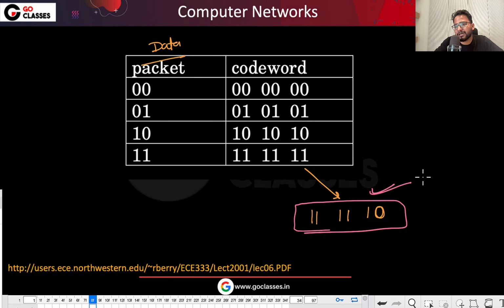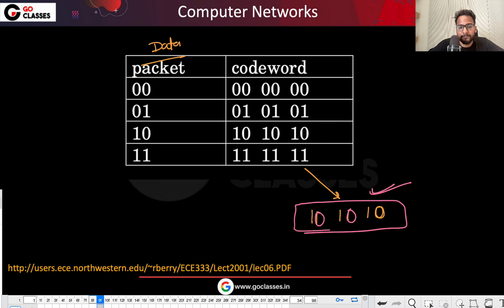Not all the errors, though. It is possible that the 1 1 1 1 1 1 I'm sending ultimately gets converted to 1 0 1 0 1 0, and I think that since it is matching, there is no error. So sometimes we are not able to detect the error using this method, repetition. If you're repeating, mostly you might be able to detect the error, but sometimes you might not.